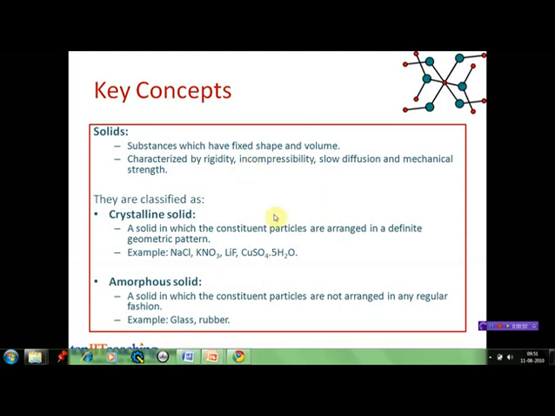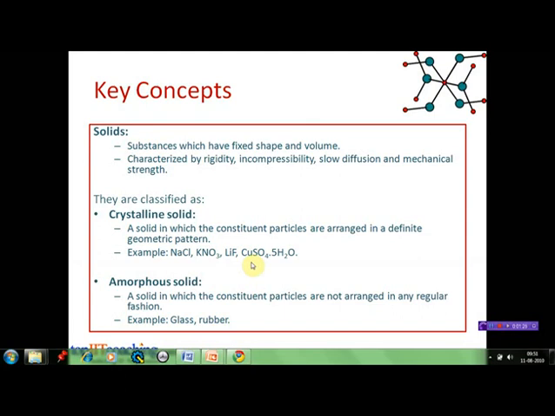On the basis of the arrangement of the constituent particles, we can classify solids into two types. First is the crystalline solids and second is the amorphous solids. In crystalline solids, the constituent particles are arranged in a definite geometric pattern. Whether the particles are molecules or atoms or ions, they will always have a fixed pattern in which they can be arranged. Its examples are sodium chloride, potassium nitrate, lithium fluoride, copper sulfate pentahydrate, and so many others.